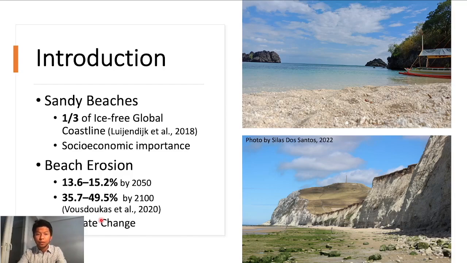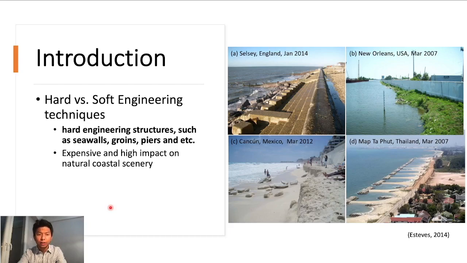Traditionally, hard engineering structures such as seawalls, groins, and piers have been used to manage storm tides and protect the development within a coastal zone. However, these require long periods of engineering time, are very expensive, and have a high impact on the natural coastal scenery, making them less appealing.